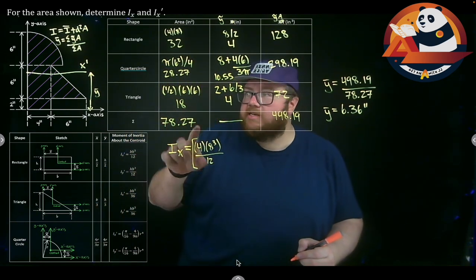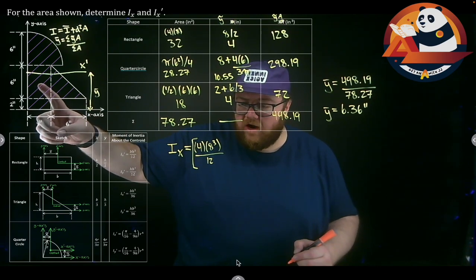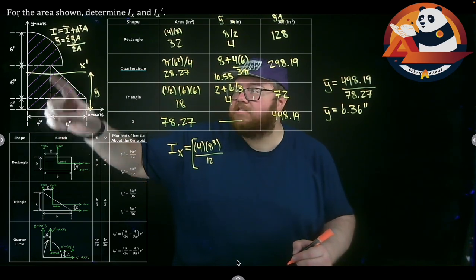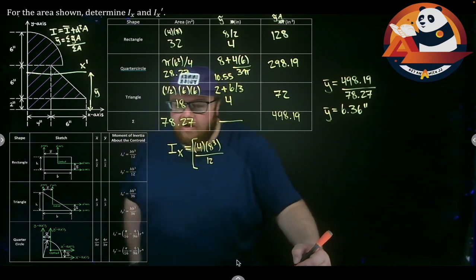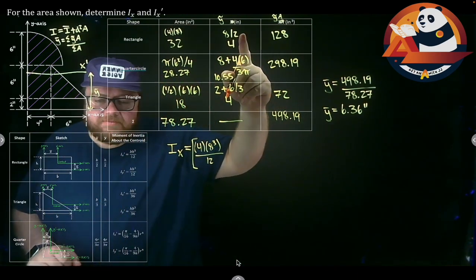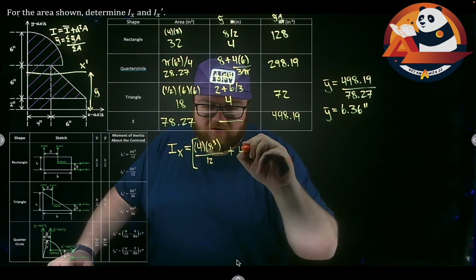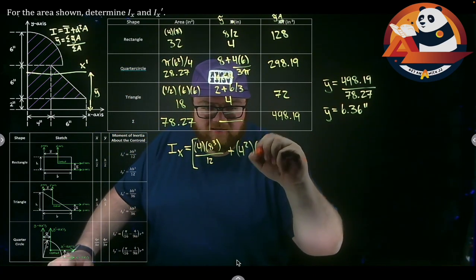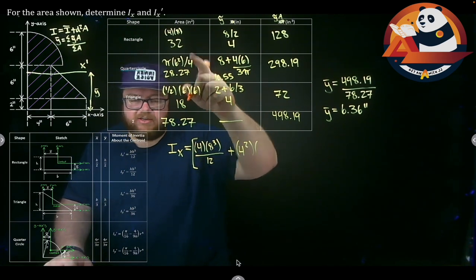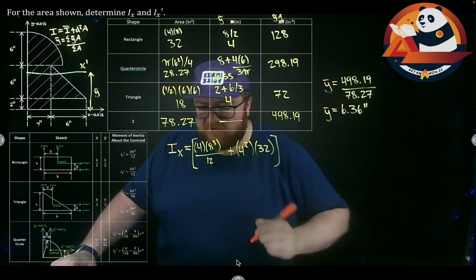Plus, what's my distance between the centroid of shape 1, the rectangle, and the x-axis, my axis of interest in here? I actually calculated that out already. For Ix, that's just my y tilde. So I can say plus y tilde squared, plus 4 squared times the area. And I found the area already too. It's 32. That'd be our first one.